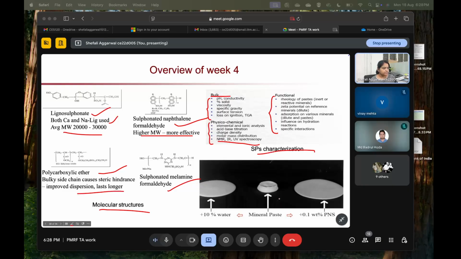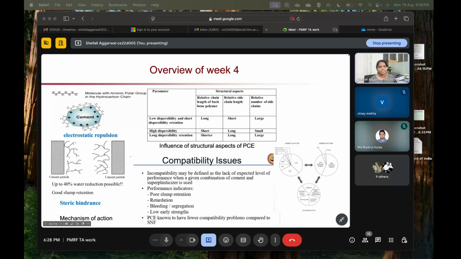So if this is your mineral paste, and you are adding 10% of water, you are getting a good flow value. In the same way, if you are not adding extra water but adding a superplasticizer, you are getting a better flow as compared to adding the water. So this diagram actually shows the advantages of adding superplasticizer in any chemical thing.